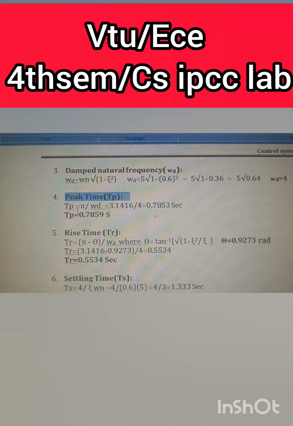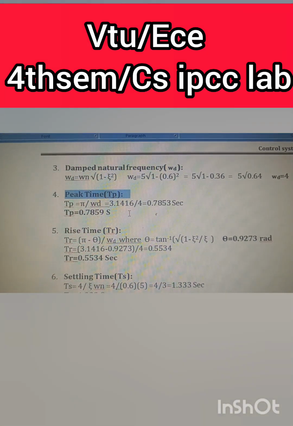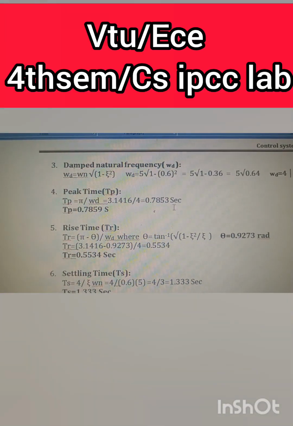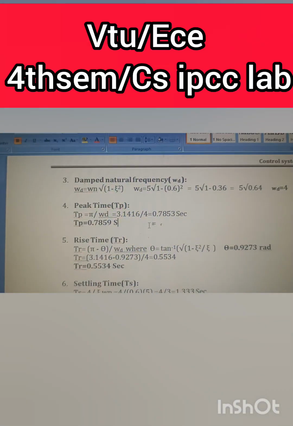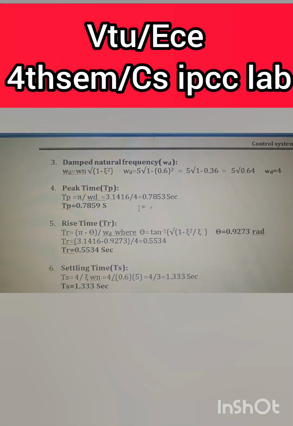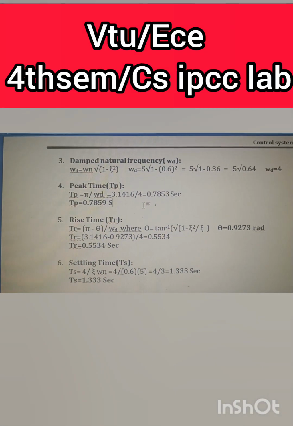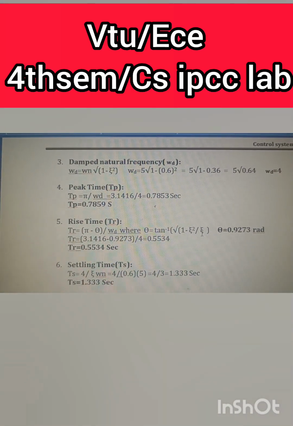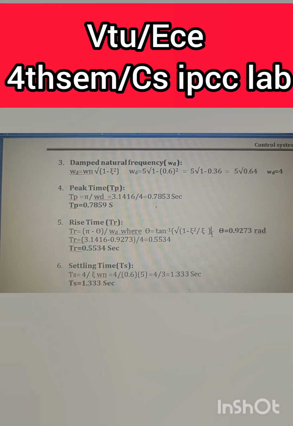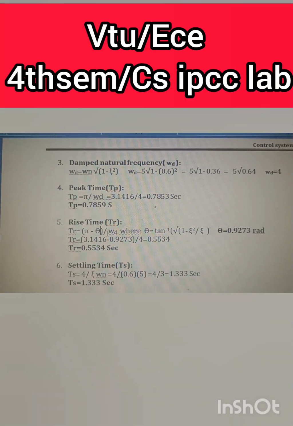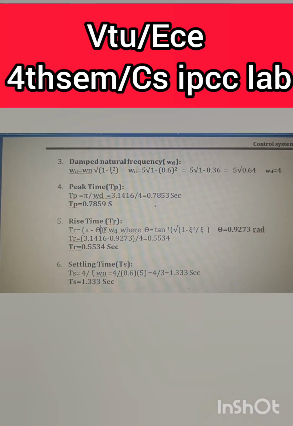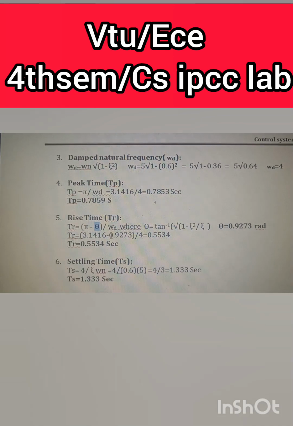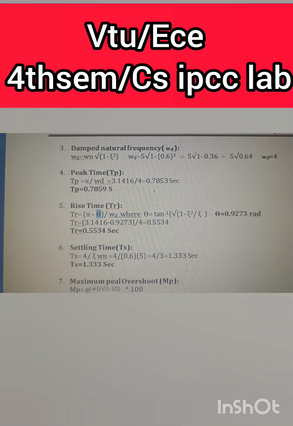Then peak time can be calculated with the help of this formula, Tp equals pi by omega d. If you substitute the pi value and the omega d you have just calculated, you will get 0.7859 seconds. For rise time, Tr equals pi minus theta divided by omega d. Here substitute the pi value, the theta value, and the zeta value. Theta equals tan inverse of this value, so substitute the zeta value to get theta, and then you will get the rise time.